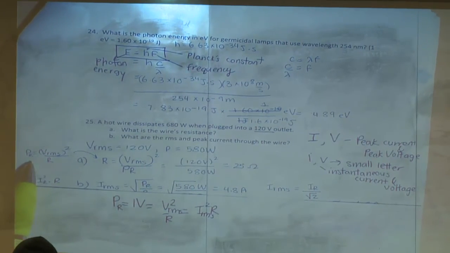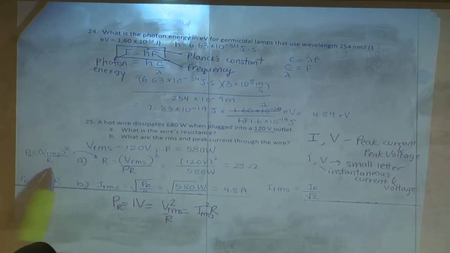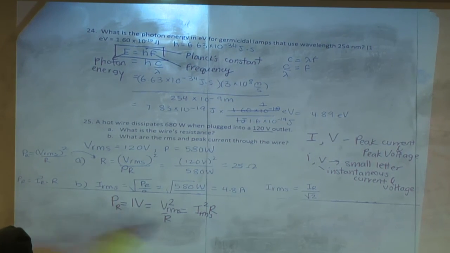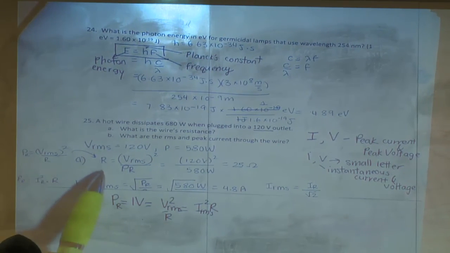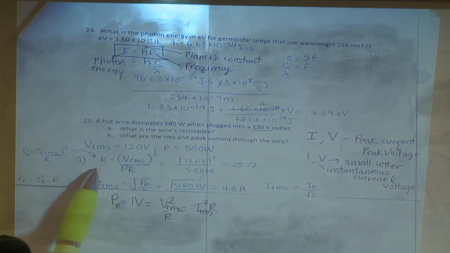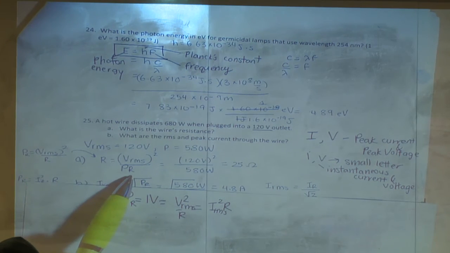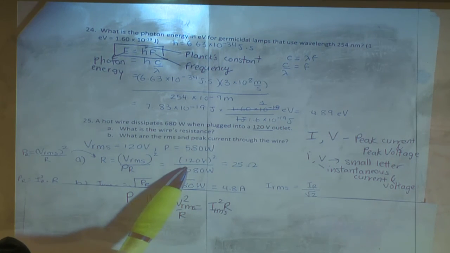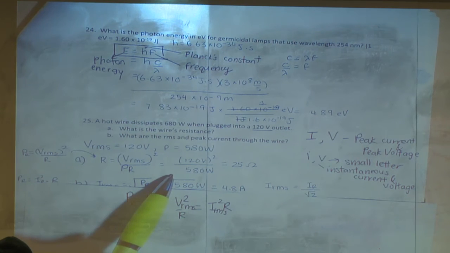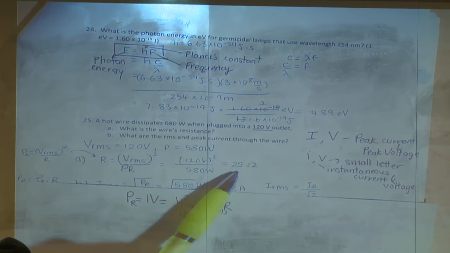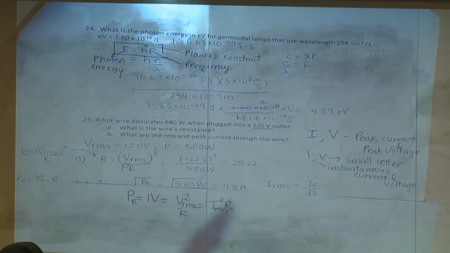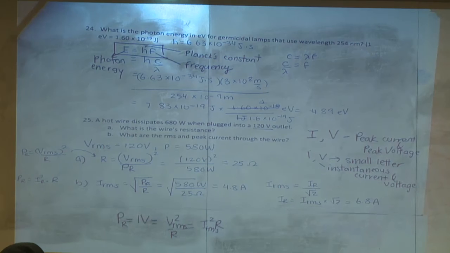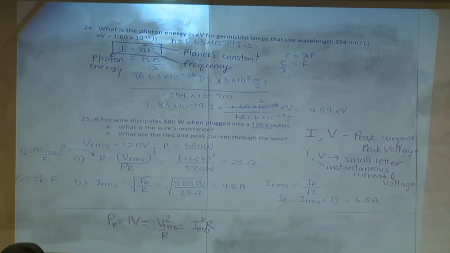The power of a resistor equals V RMS squared over R, just the same version, we just changed it a little bit. Okay, so if we isolate resistance, it's going to look something like this, right? And that will give us 120 volts squared over 680 watts, and that will be 21 ohms. So 21 ohms is our resistance, and we're going to be using that for the next part. Any questions up till now?